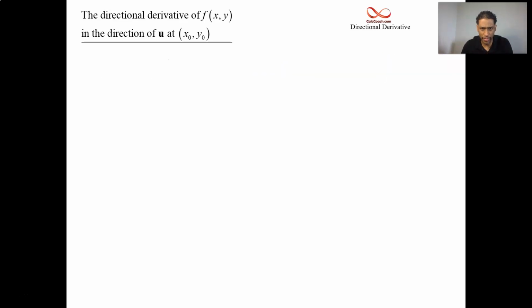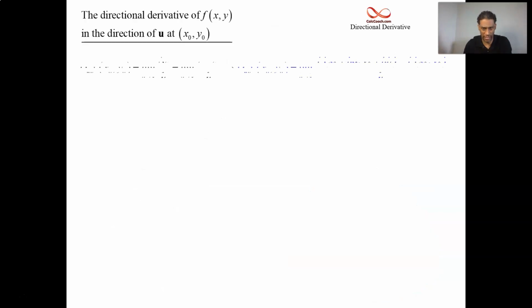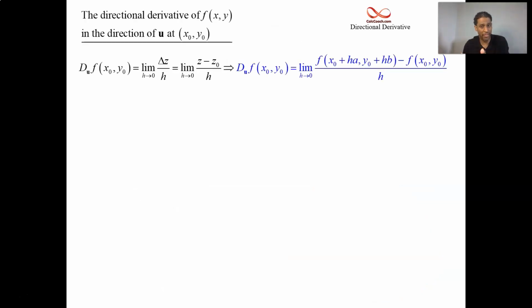Let's go back to the curve. The function is evaluated at x naught plus HA and y naught plus HB in the formula here. That's the f of x y, and then it's minus the f of x naught y naught, and it's all divided by h. That's the secant line slope.